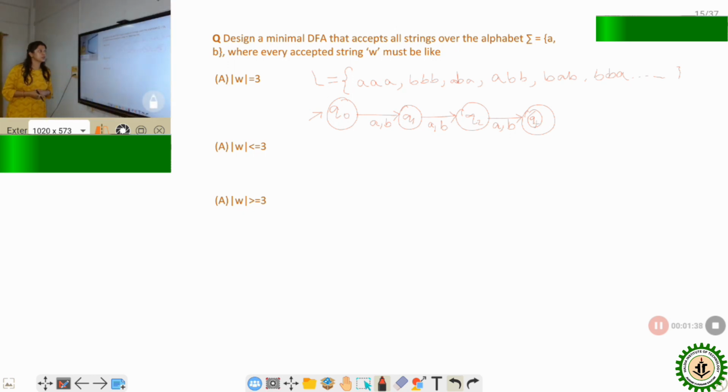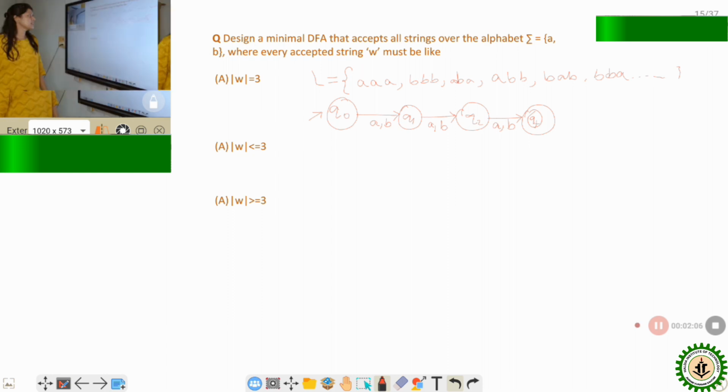So, our problem is that the length of the string will be 3. It can start with A or B, it can start with anything, or it can end with anything. So, if we apply A or B on Q0, it will go to Q1. If we apply A or B on Q1, it will go to Q2. If we apply A or B on Q2, it will go to the final state. So, that's the length of the string exactly.